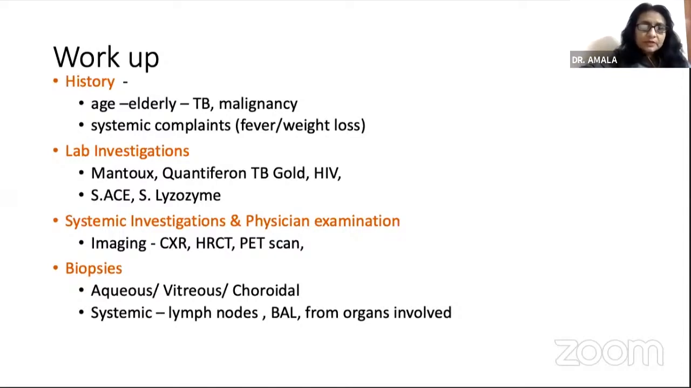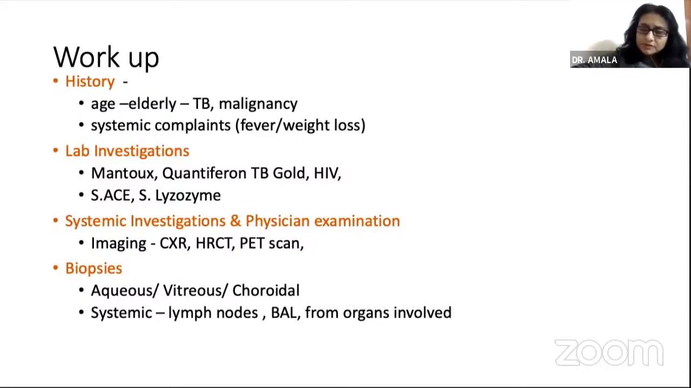etiology. Now, in this case, we didn't need to do an aqueous paracentesis because it was a deep choroidal nodule. But in patients with more of a granulomatous panuveitis or anterior segment involvement, aqueous paracentesis and sometimes vitreous taps can also help.